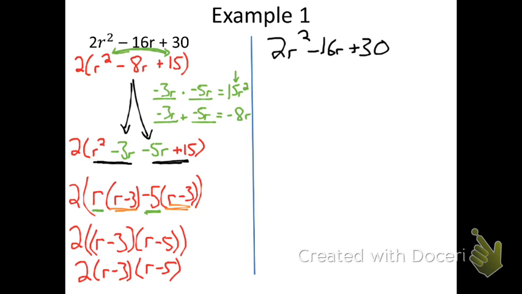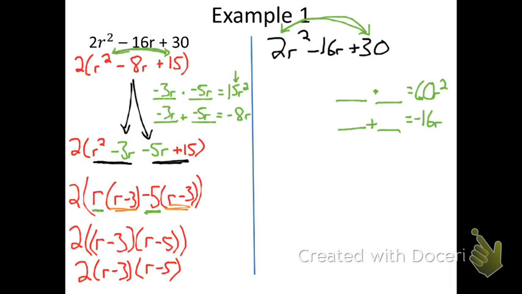Well, what I'd be looking for is two numbers that when I multiply them give me 60r squared. And just a reminder, the 60r squared comes from being the product of the first and the last terms. 30 times 2r squared is 60r squared. And those same two numbers, whenever I add them, they need to give me my middle term of negative 16r.